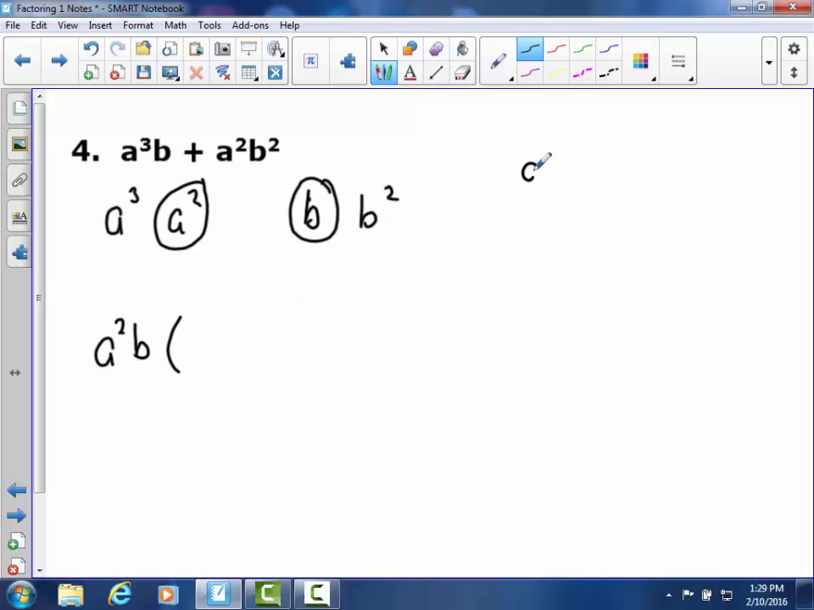So we do a to the third b divided by a squared b. Well, b divided by b is 1, and a to the third divided by a to the second, we subtract. 3 take away 2 is 1, so that is simply a. Plus, now we take a squared b squared divided by a squared b. A squared divided by a squared is 1. B squared divided by b, we subtract. 2 take away 1 is 1.